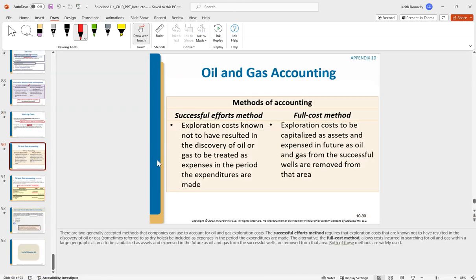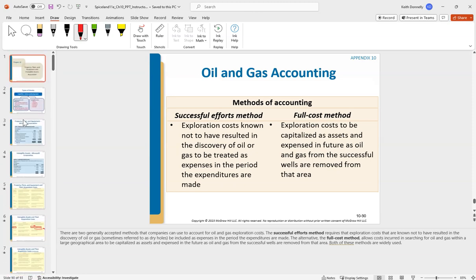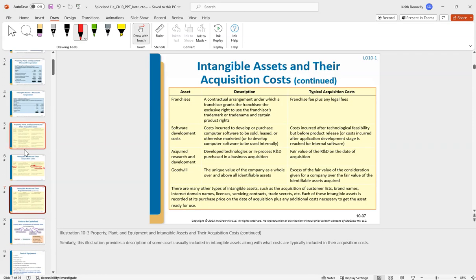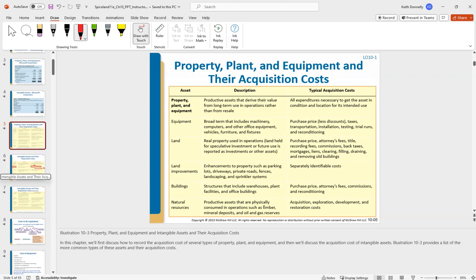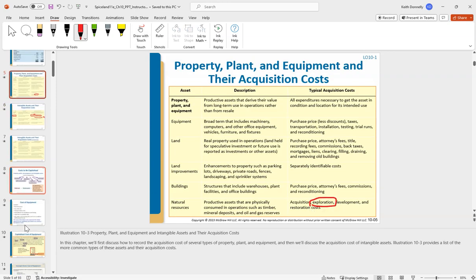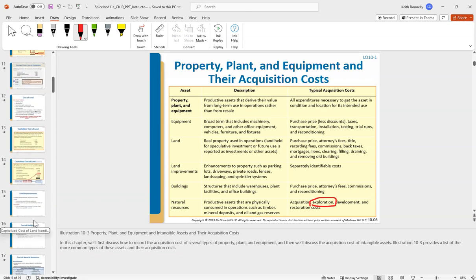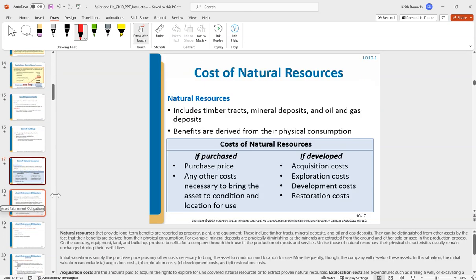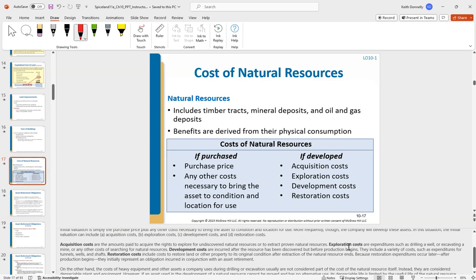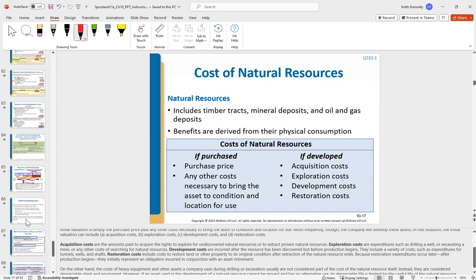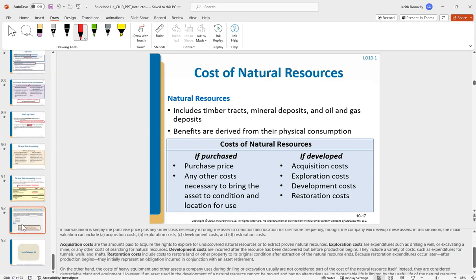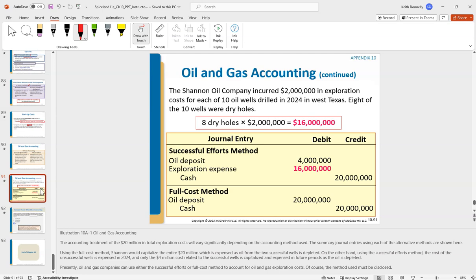Finally, a little bit with oil and gas accounting. We're talking about oil and gas exploration costs. So if we go back up here, let's see, is that in here? Here we go. Exploration costs are expenditures such as drilling a well or excavating a mine or any other cost searching for the natural resource. So we're exploring, we're trying to find the gold, the copper, whatever is there.